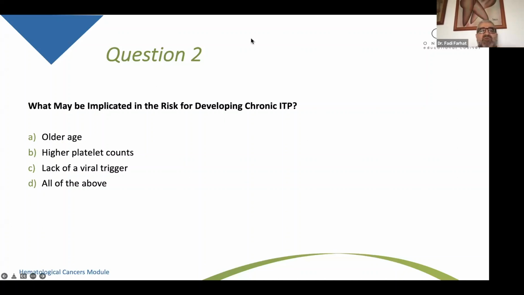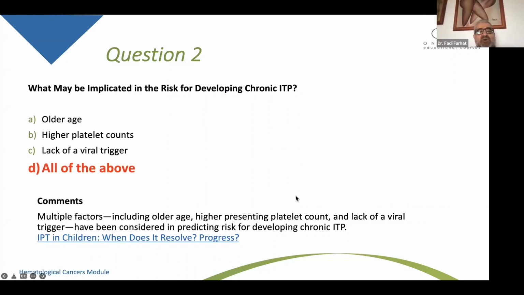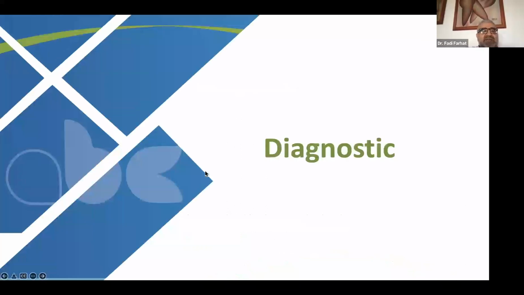So 41% older age, 12% all of the above, and higher platelet counts 24%. So let's check the response. All of the above. The older age, yes, it's well known. Multiple factors, including older age, higher presenting platelet count, and lack of a viral trigger, have been considered in predicting the risk of developing chronic ITP. And for those who want the reference, it's here, you can ask for it.